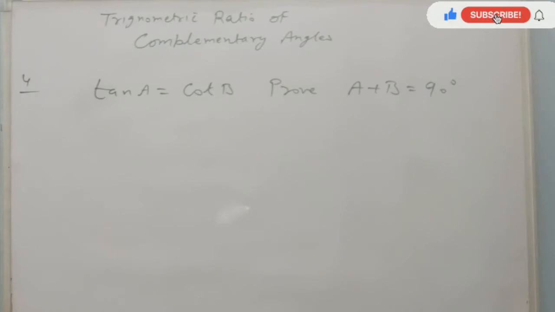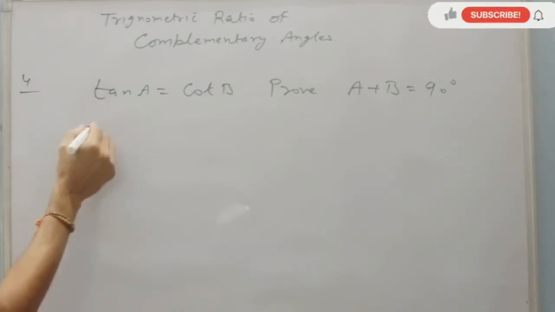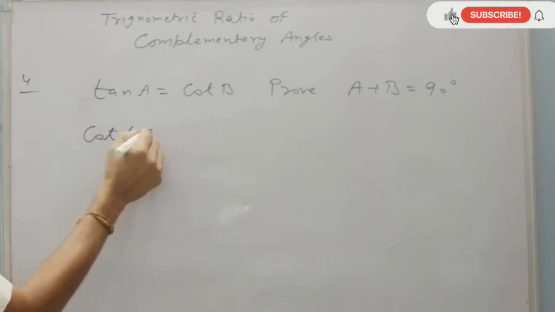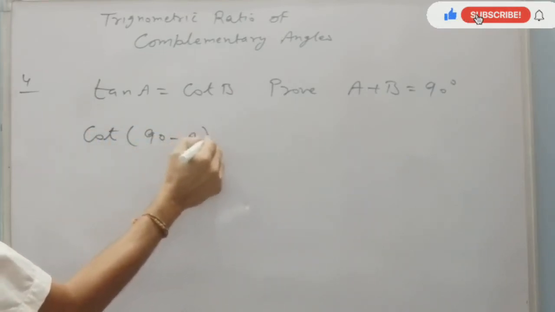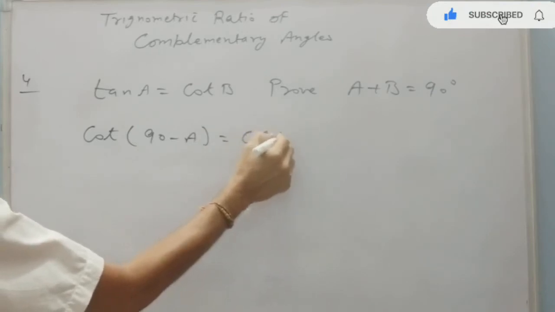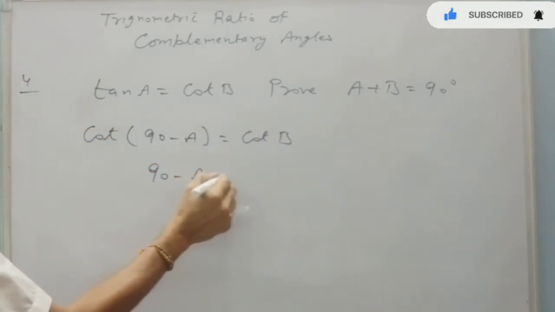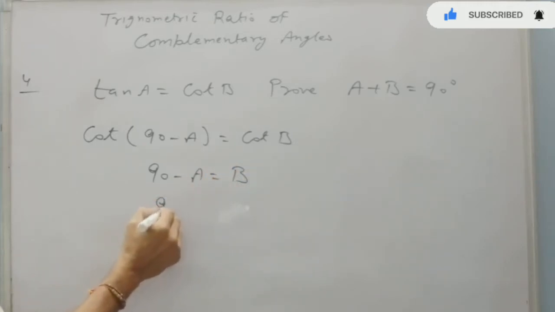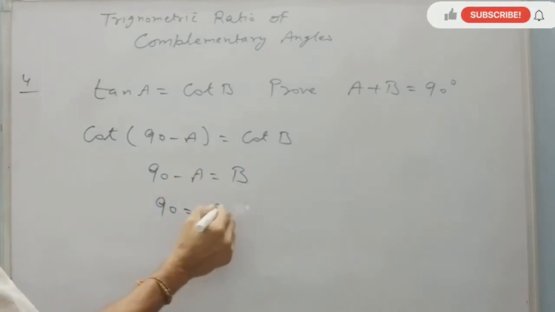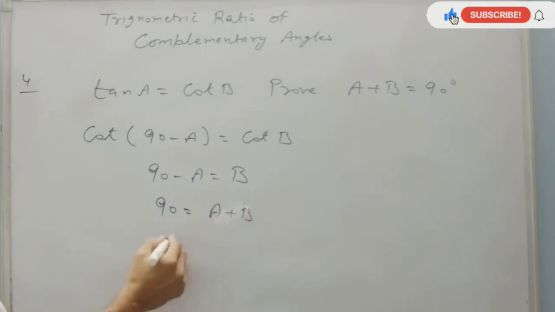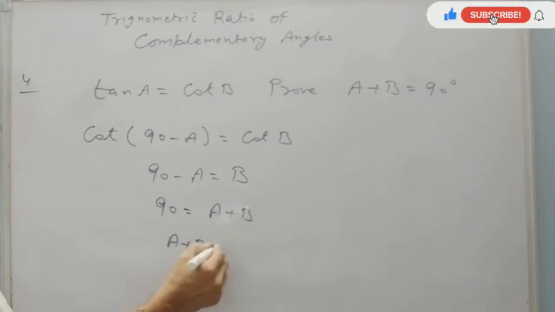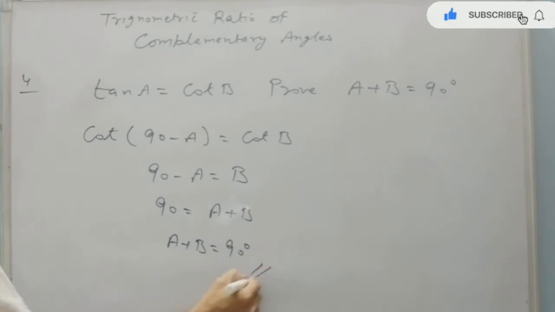Now question number 4. It is given that tan A is equal to cot B. Then prove that A plus B is equal to 90 degrees. Very simple question. I can write it as cot of 90 minus A equals cot of B. Cot and cot cancel out. 90 minus A equals B, or 90 is equal to A plus B. So we can say A plus B is equal to 90 degrees, hence proved.